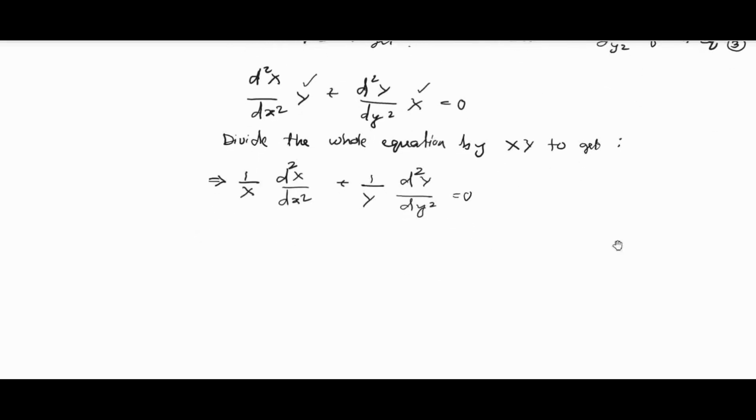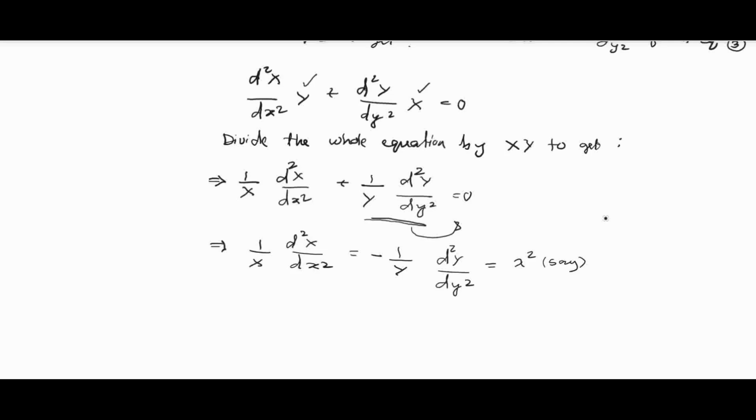Okay, so if you look into the equation now, each term of the equation carries only the functions of a same variable. So what we have to do now? Now we have to move this y to the other side. What we will get? 1 by X d square X by dx square is equal to minus 1 by Y d square Y by dy square is equal to lambda square.